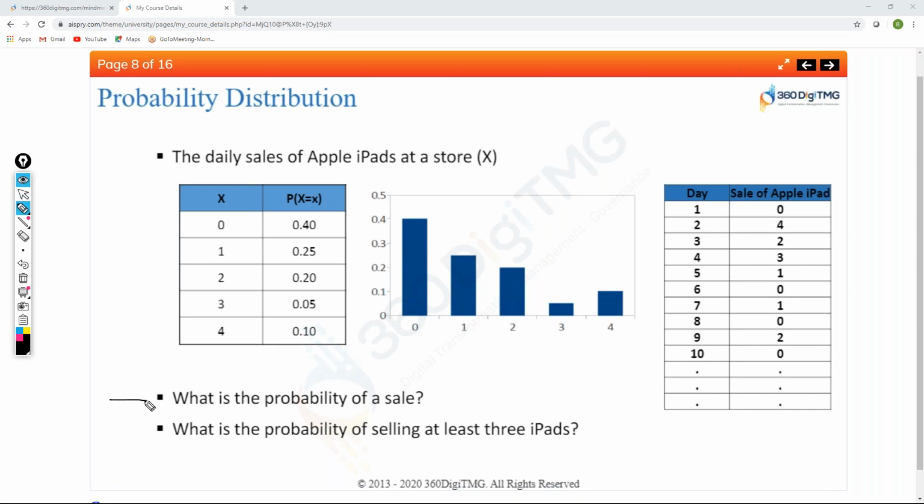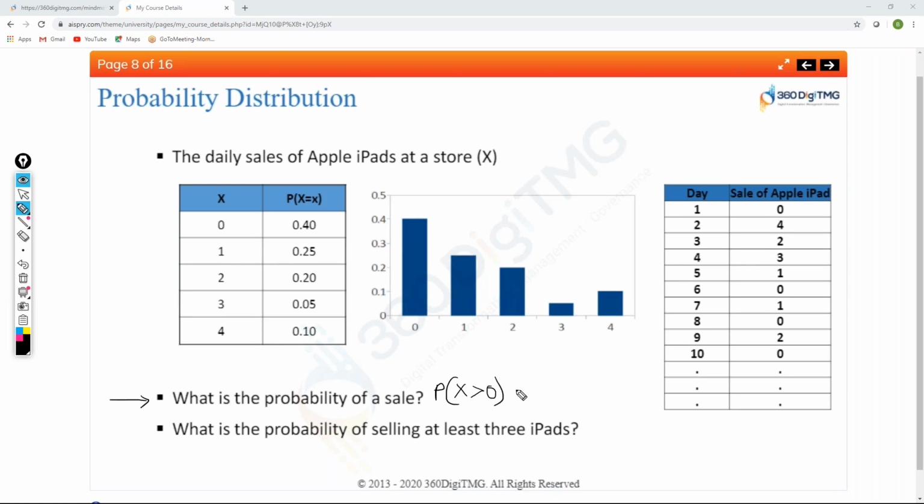Can you all please answer this question? What is the probability of a sale happening? 0.6. Yes. When can you say that you sold something? When it is not 0, when you sell at least one. So you write this as probability of the random variable taking a value greater than 0. It should be 1, 2, 3, or 4 in this case.